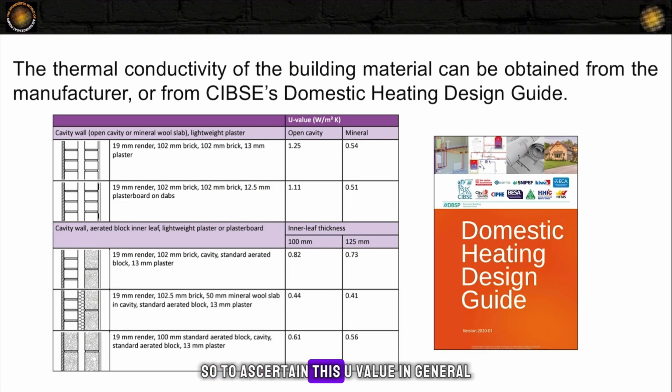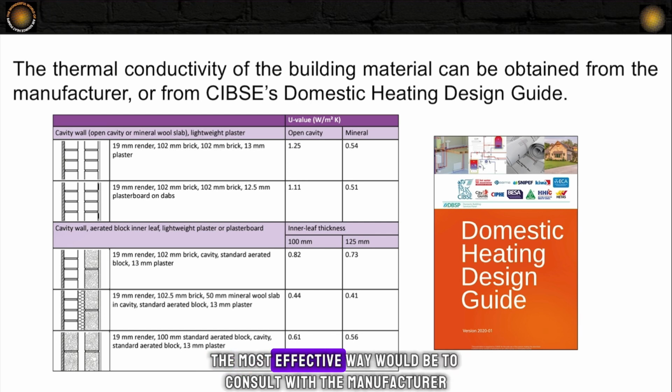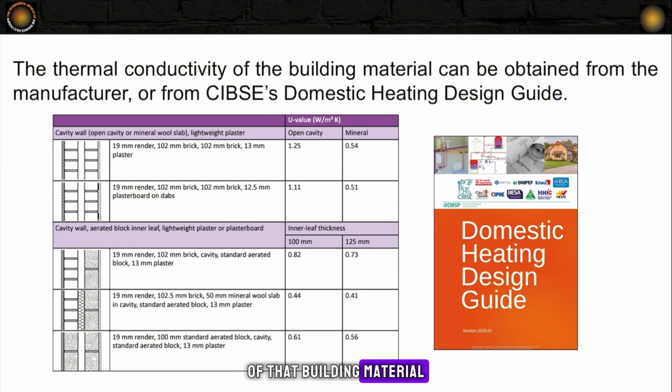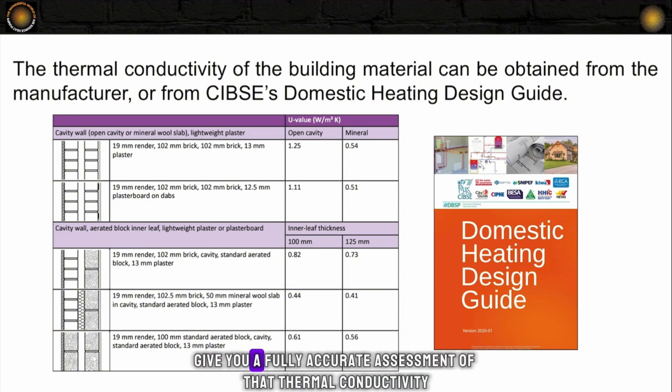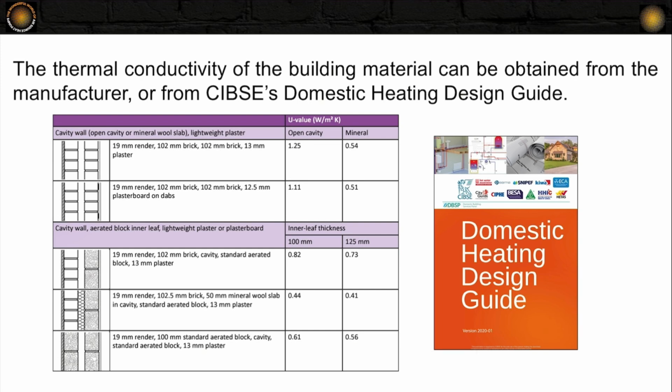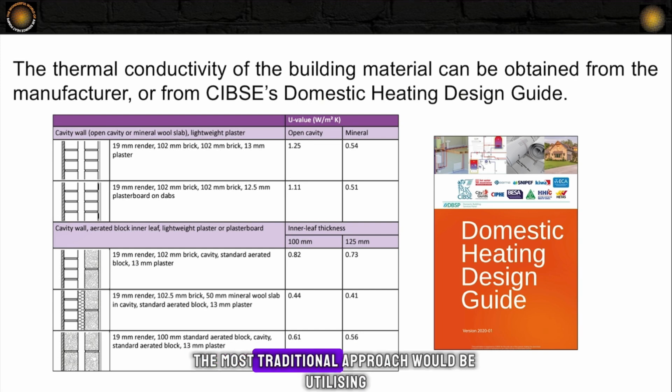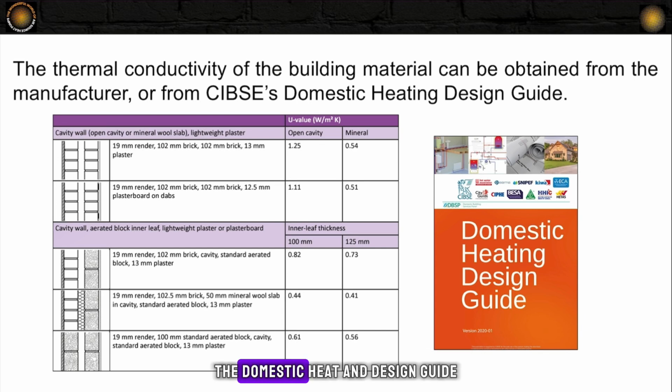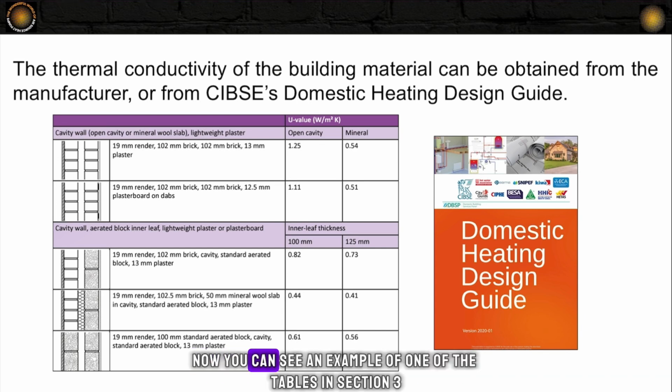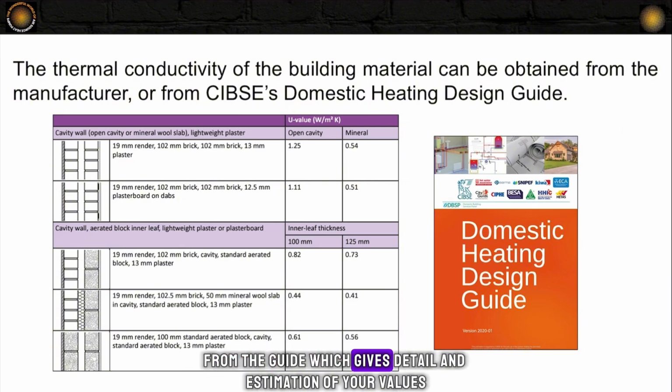So to ascertain this U value, in general, the most effective way would be to consult with the manufacturer of that building material. They will be able to give you a fully accurate assessment of that thermal conductivity. But failing that, generally the most traditional approach would be utilising the Chartered Institute of Building Service Engineers Guide, or as it's affectionately known, the Domestic Heating Design Guide. Now you can see an example of one of the tables in section 3 from the guide, which gives detail and estimation of U values.